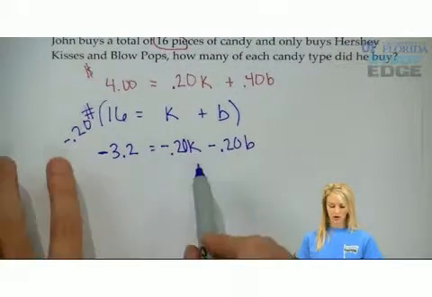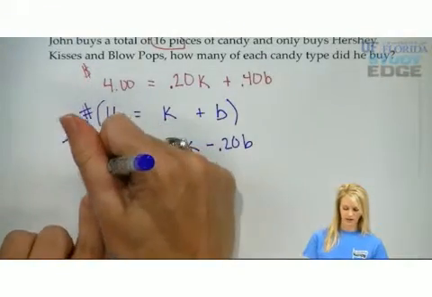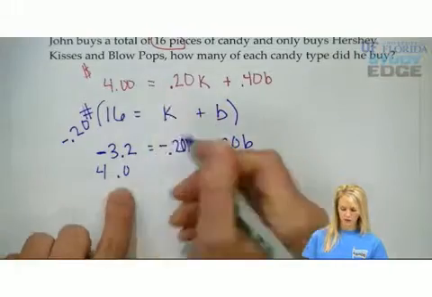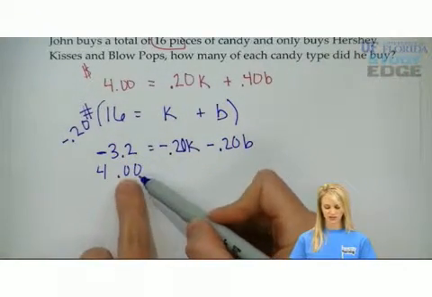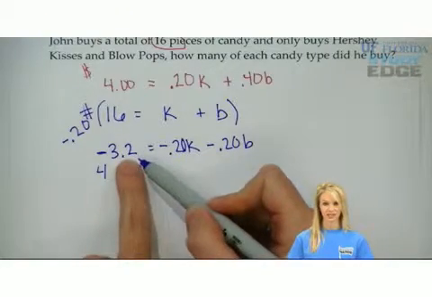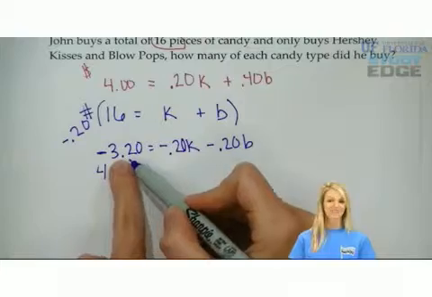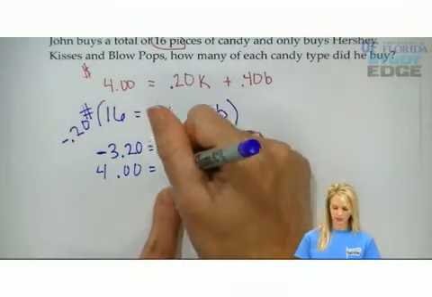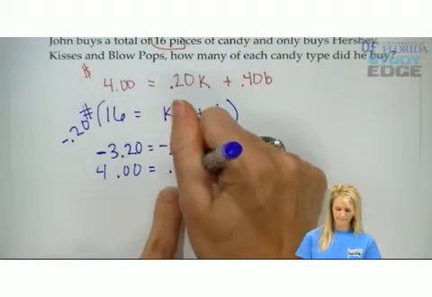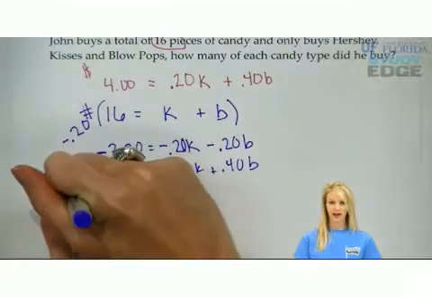So now that we've got our equation written out, let's rewrite our first one right here. It'll just be easier for us to combine them. So here we have $4, 4.00. Well, negative 3.20, I have two decimal places here and only one decimal place here. What can I do? I can add another 0. Negative 3.2, that's the same thing as negative 3.20. Okay, now I have my 0.20k plus 0.4b. Well, now what?